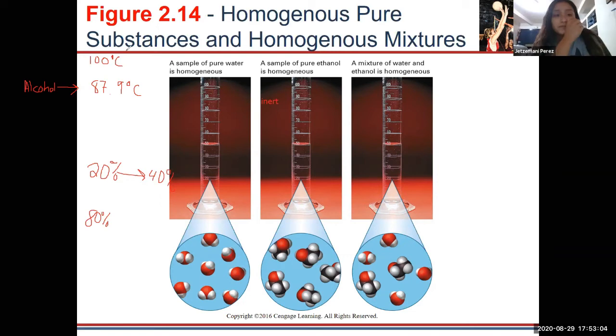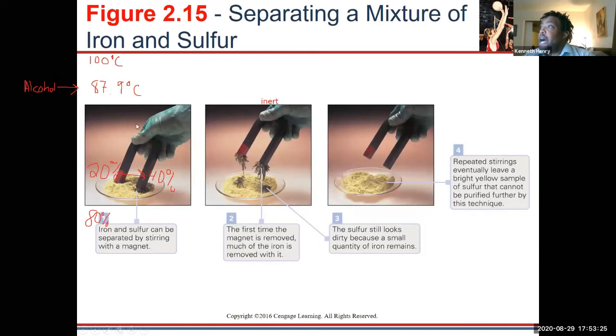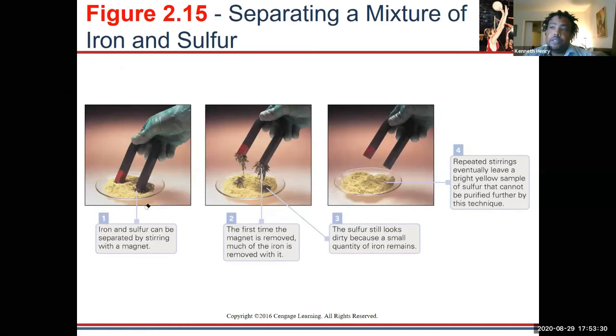The whole purpose of me talking about distillation is, are we using a physical change or a chemical change? Physical, to separate the two. That is correct. We are using a physical change for separation. Here I have a mixture of iron and sulfur. Iron, we know, is magnetic. Iron is a metal. Sulfur isn't magnetic. Sulfur is a non-metal.